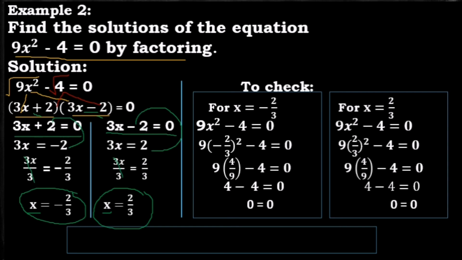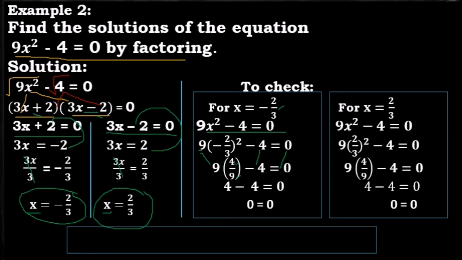Now to check, same process with the previous example. We have to copy first the given equation, then substitute x by the first value that we obtained, which is negative 2/3. So 9 times negative 2/3 squared minus 4 equals 0. Then you copy 9, simplify quantity of negative 2/3 squared. So negative 2/3 squared, meaning negative 2 times negative 2, the answer is 4. And 3 times 3, the answer is 9. That's why we have 4/9. And you copy, minus 4 equals 0.